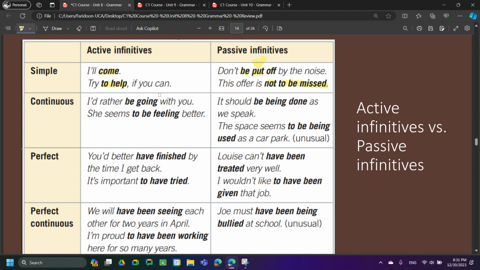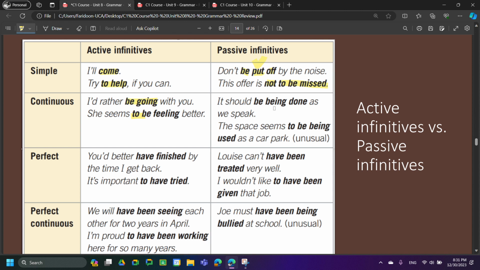Okay, so what about the active infinitives in the continuous version? So in the continuous version, it's going to have be plus verb ing. Okay, so be plus verb ing, or if you're talking about the full infinitive one, you're going to have to be, and not just be, to be plus verb ing.